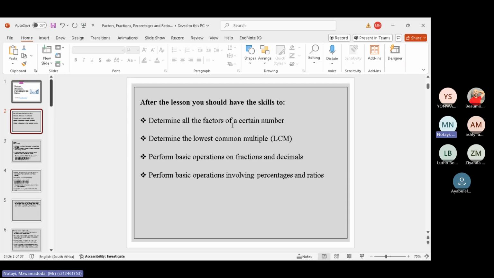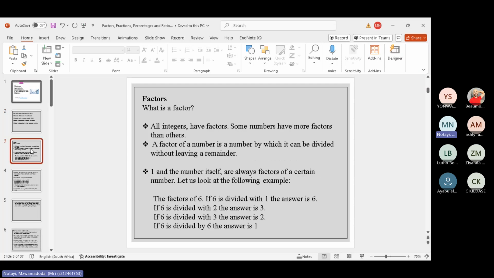After the lesson, you should have the skill to determine all the factors of a certain number. You should determine the lowest common multiple or the LCM. You should perform basic operations on fractions and decimals. The last one, I don't think we're going to get to it. That is performing the basic operations involving percentages and ratios. The first thing that we're looking at is finding the multiples or the factors of the numbers.